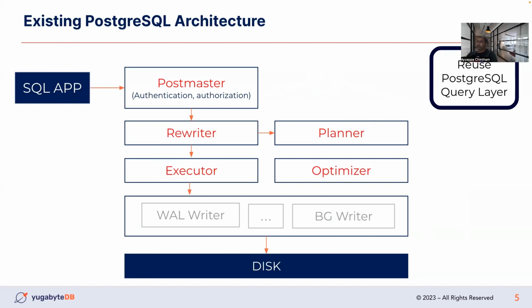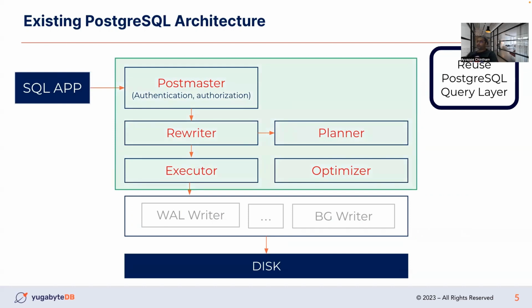And how Yugabyte changed that is we use the whole postmaster, rewriter, planner, executor, optimizer layer from the Postgres query, and we replace the storage layer, which handles the actual retrieving or storing the data.